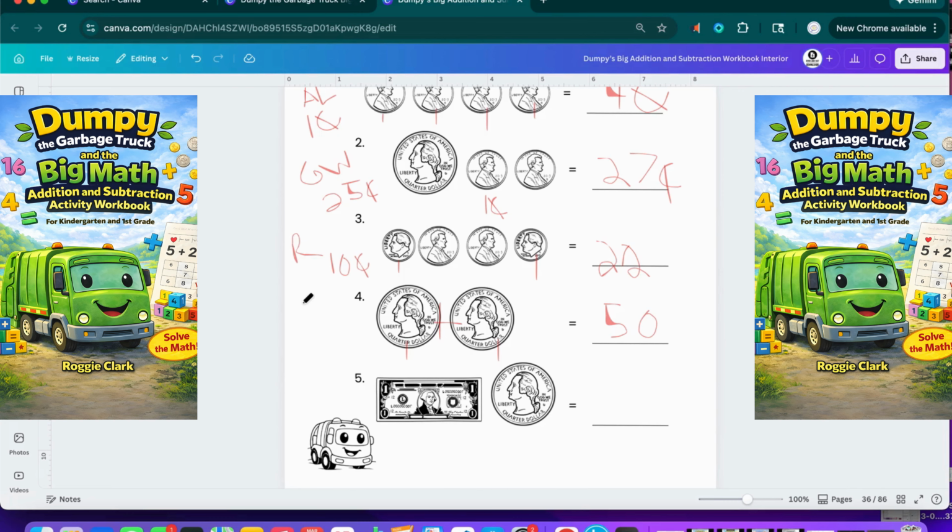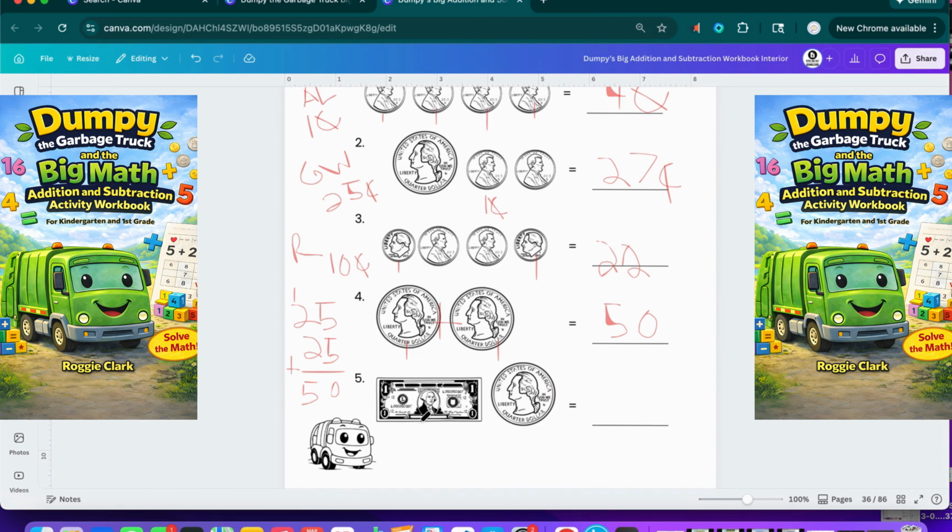I could put my work on the side, but I was able to do it in my head. But kids might not be able to do everything fast in their head, so you might want to put your work on the side. 5 plus 5 is 10, carry the 1. 2 plus 2 is 4. There you go, the answer is 50. So that's number 4.